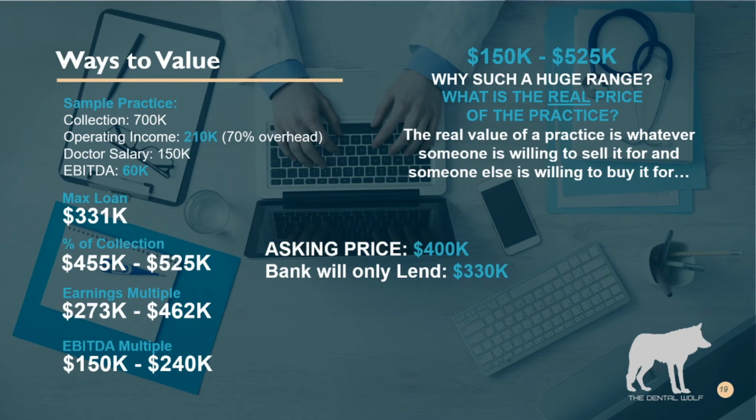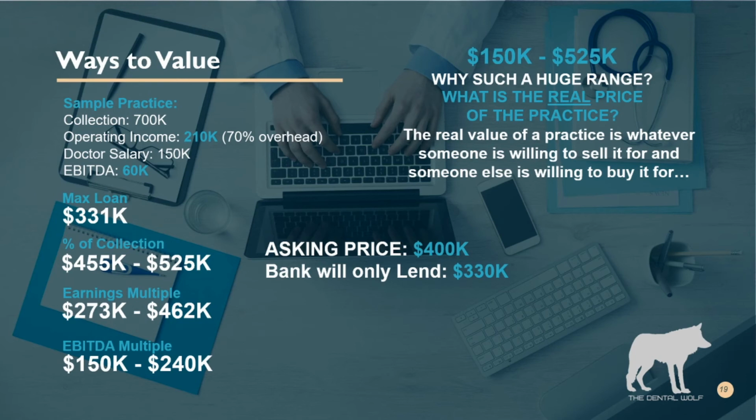Well, let's say you go in and the person selling this practice is asking $400,000 for it, and there's no negotiating. That's the minimum that they're going to let this practice go for. A bank is probably only going to be willing to lend $330,000 based on the financials of this practice. So you basically have two options at that point.